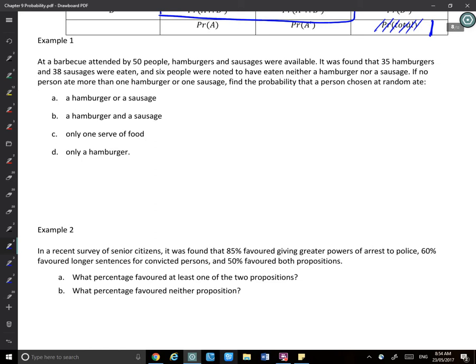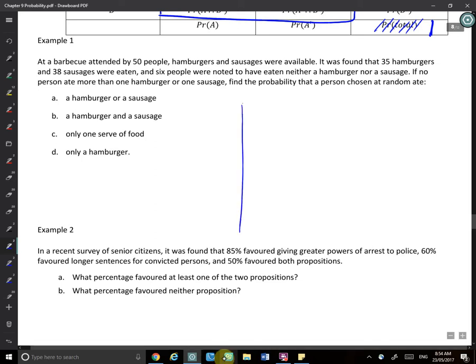A barbecue is attended by 50 people, and hamburgers and sausages were available. It was found that 35 hamburgers and 38 sausages were eaten, and 6 people ate neither a hamburger nor a sausage. So 6 people ate nothing. If no person ate more than 1 hamburger or 1 sausage, find the probability that a person chosen at random. So you have 50 people. 35 hamburgers were eaten, so 35 people ate hamburgers, because no one ate more than 1 hamburger or 1 sausage.